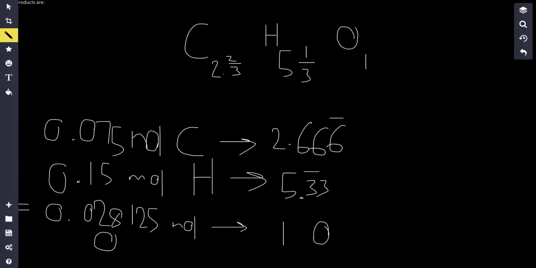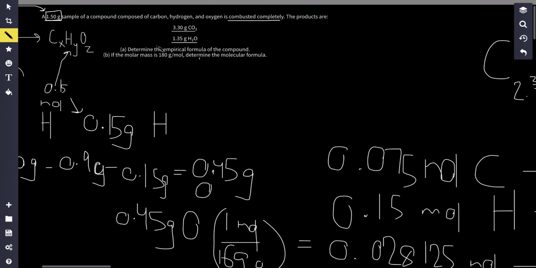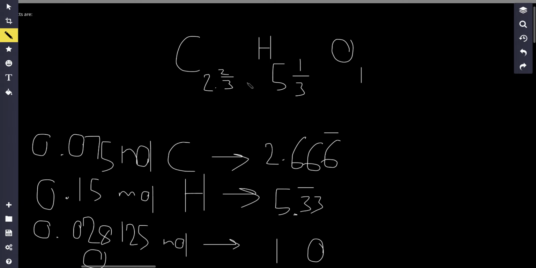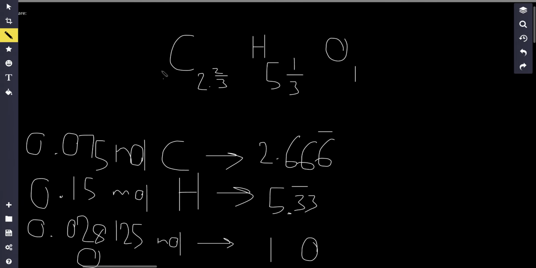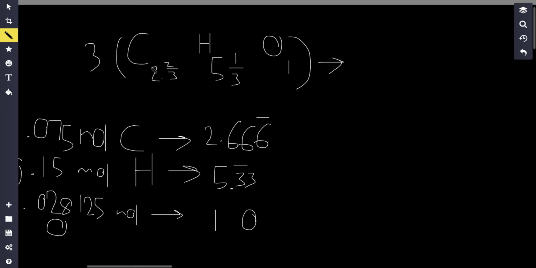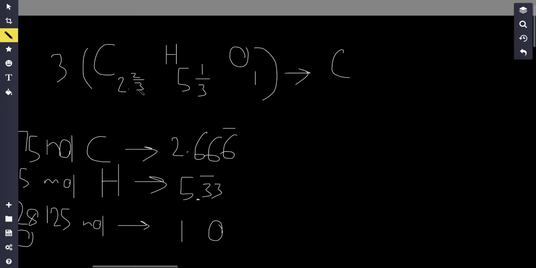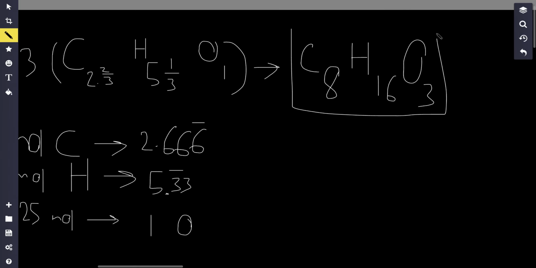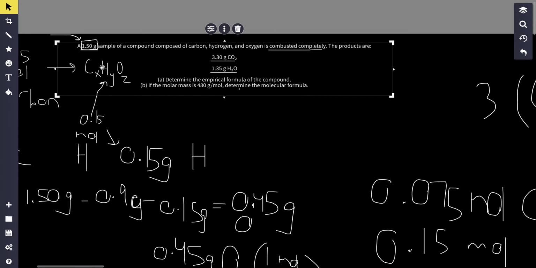When you're writing out the empirical formula, everything should be whole numbers. So in order for me to get everything to be a whole number, I'm going to multiply the amount of everything by 3. If I multiply 2 2/3 by 3, I should get 8, right? If I multiply 5 1/3 by 3, I should get 16. And if I multiply 1 by 3, I should get 3. And that is the empirical formula. Sorry guys, I meant to put a 480 grams per mole there.